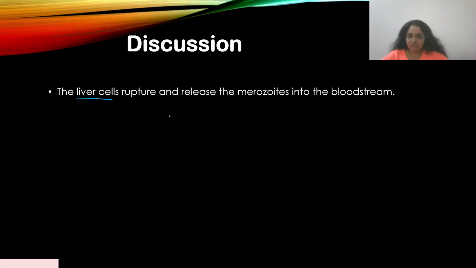The liver cells rupture and release the merozoites into the bloodstream. Okay. Now, we finish the liver cell part. The schizont is formed, where the merozoites are formed inside, and that schizont ruptures and the merozoites enter into the bloodstream. Okay, so it took help of the host liver cells first. So now it has entered the bloodstream in the form of merozoites.